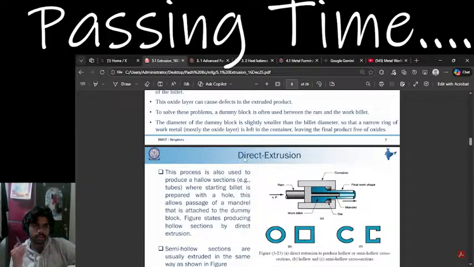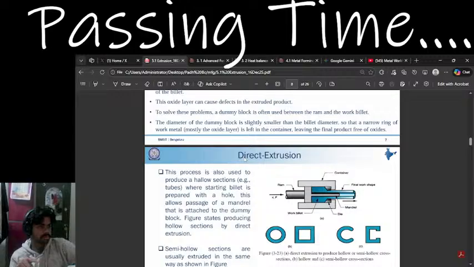This process is also used to produce hollow sections. And this is direct extrusion. The two things that will happen in direct extrusion: one is hollow section, and the other will produce a semi-hollow section.